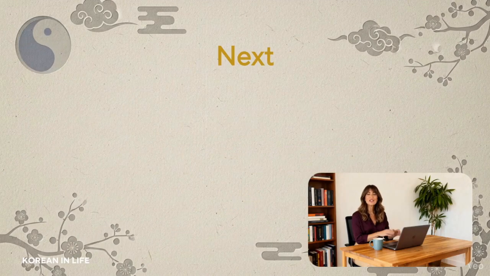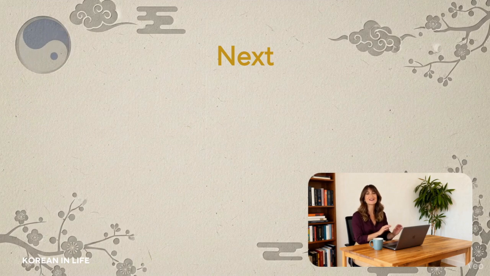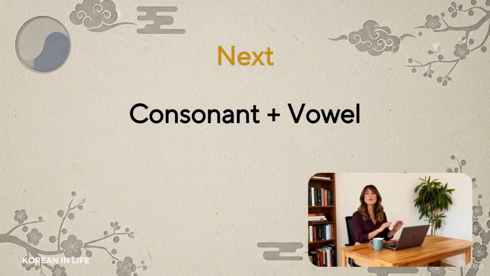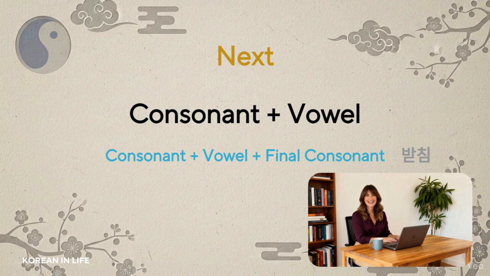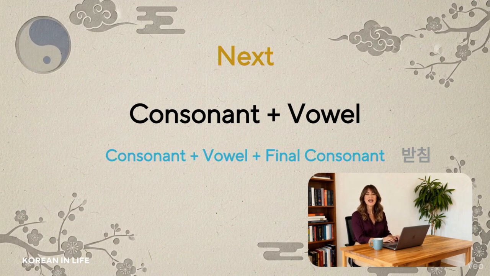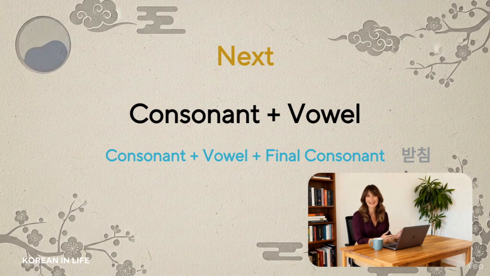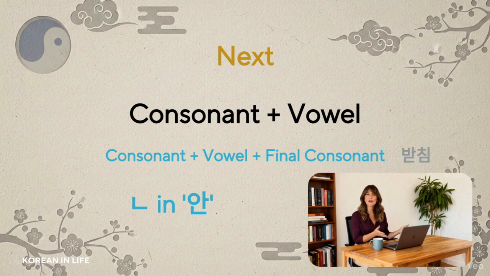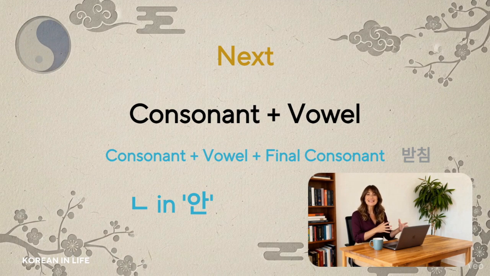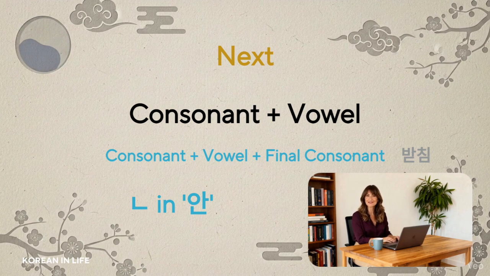What's next? You know all the consonants and all the vowels. There is only one more piece of the puzzle, batsim, the final consonants. This is the sound of a consonant when it's at the bottom of a syllable block, like the nian in on. You already learned the basic idea, but the next lesson will cover all the rules.